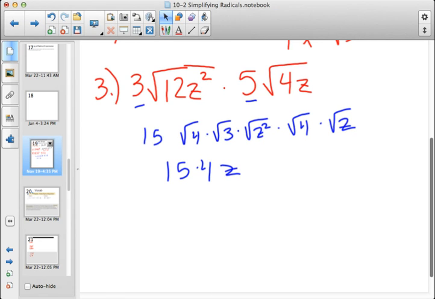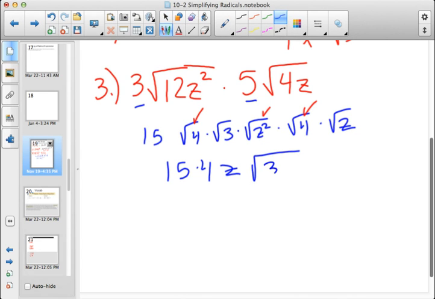So we've taken care of this, this, and this. The only thing left then is the square root of 3z. So we would just write that at the end, square root of 3z. Okay. Completely simplified, 15 times 4, that gets us, I believe, 60z times the square root of 3z.